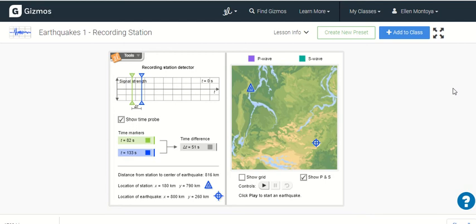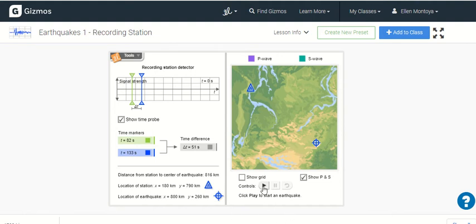All right, so when you open up your Gizmo, you're going to see this symbol, which is the epicenter. Remember, that's where on the surface the earthquake is starting. And then this little thing is your recording station. So you're saying, okay, I'm sitting over here as a scientist measuring the waves.